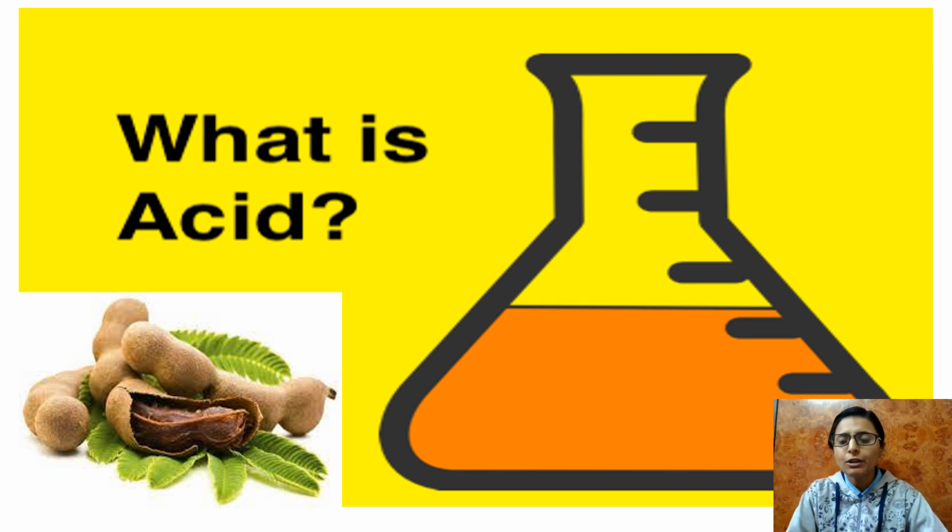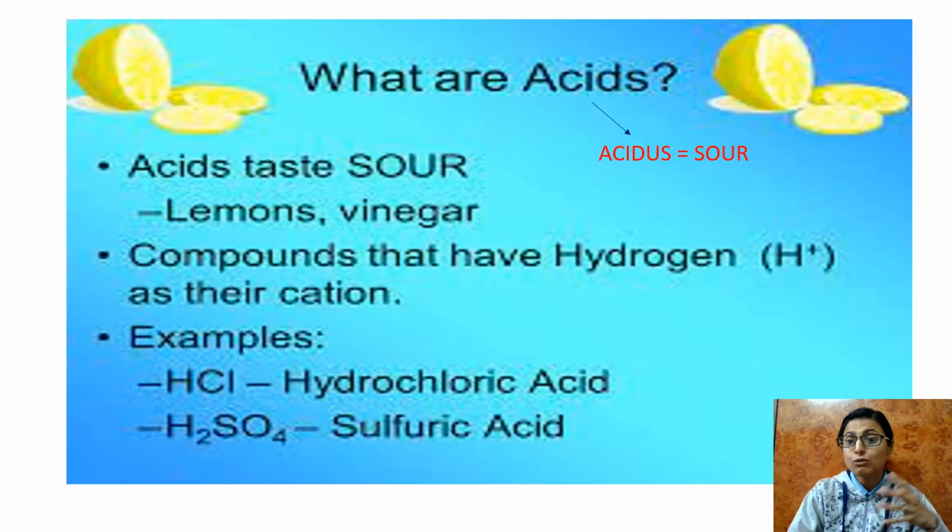In your childhood, have you ever eaten tamarind? You also taste lemon juice and drink orange juice. What type of taste do you feel? You feel sour in taste, because the word acid comes from the Latin word acidus, which means sour. So all the things which are sour in taste are acidic in nature.